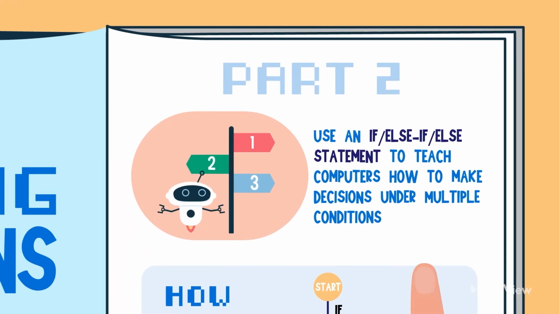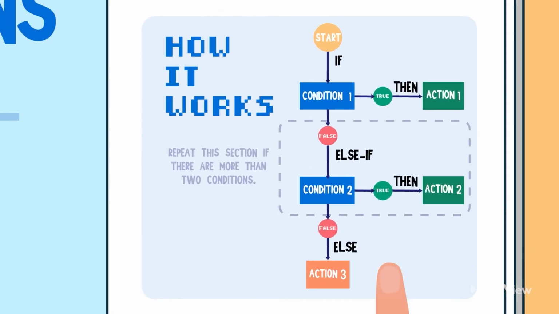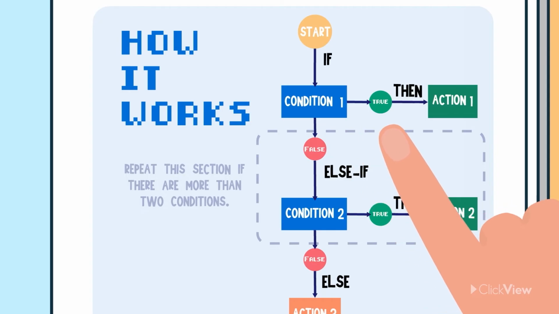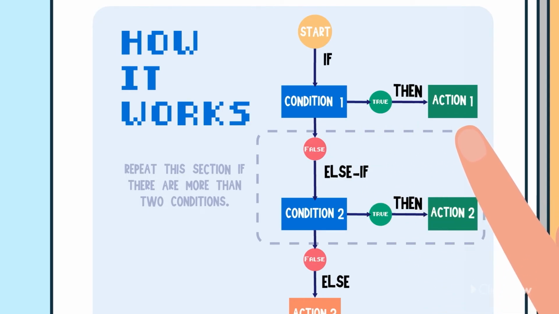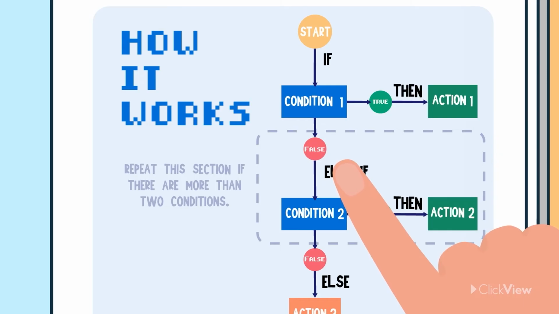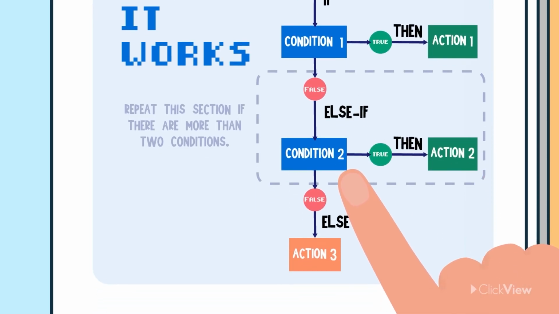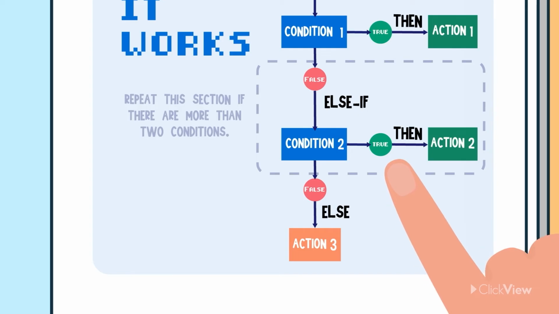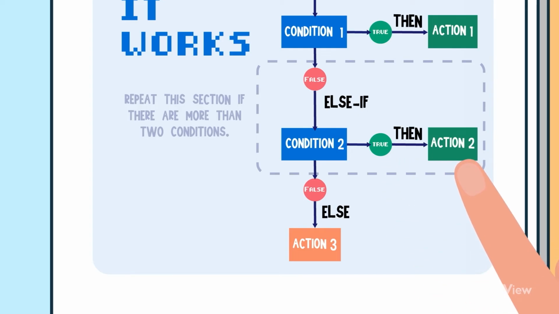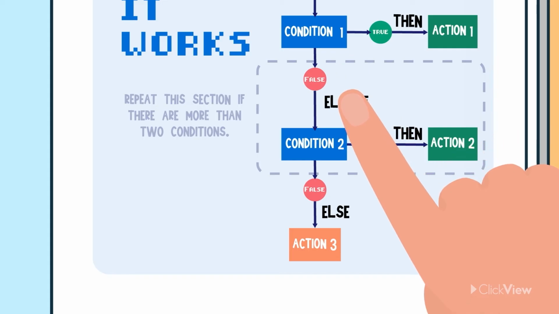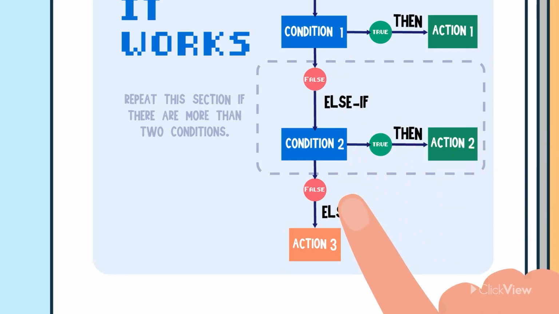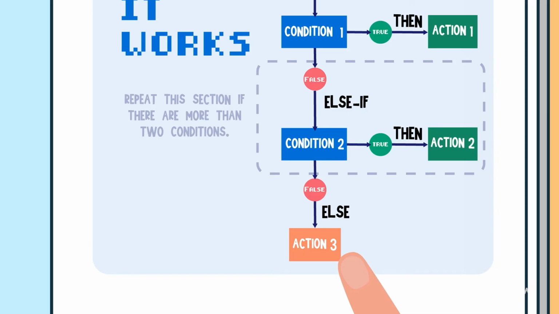Oh, we can use an if-else if statement to teach computers how to make decisions under multiple conditions. If condition 1 is true, action 1 happens. If condition 1 is false, the computer considers condition 2. If condition 2 is true, then action 2 happens. If condition 1 and condition 2 are both false, action 3 happens. You can add more else-if statements if you have more conditions.